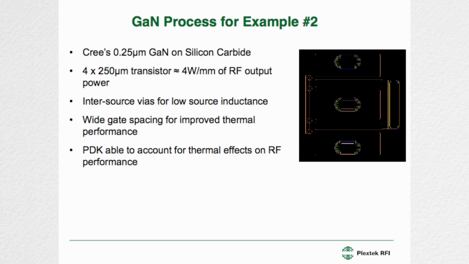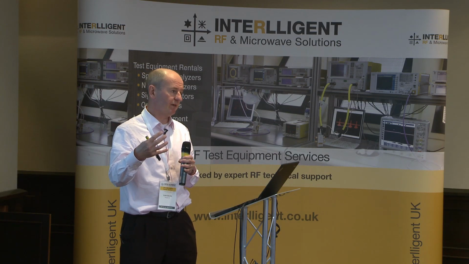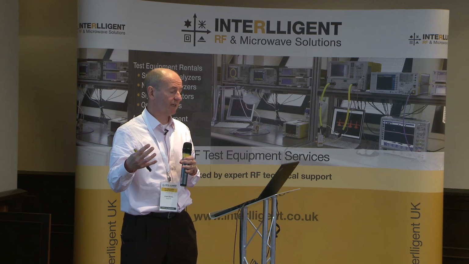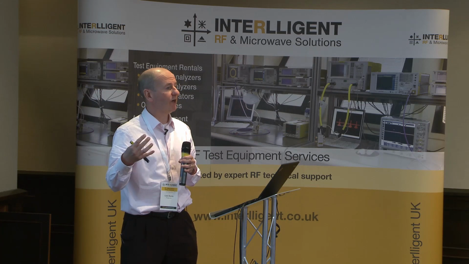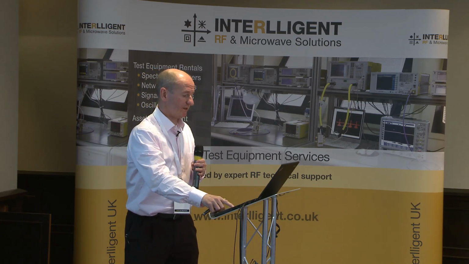One of the ancillary benefits is that it spreads these fingers here. It does introduce some more parasitics, but it spreads the fingers and improves the thermal performance. The PDK that we had in this instance is able to account for the thermal effects on RF performance. You do have to say what the thermal impedance is; the onus is on you to do that. You say what the thermal impedance of the transistor is, you bias it as you wish, and the PDK will work out the impact on the RF performance.